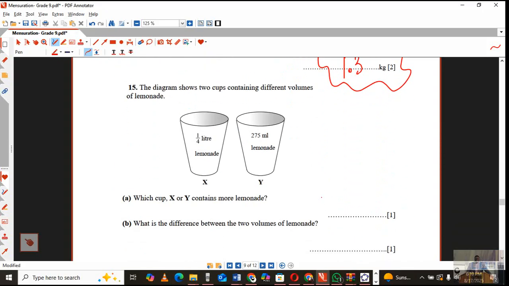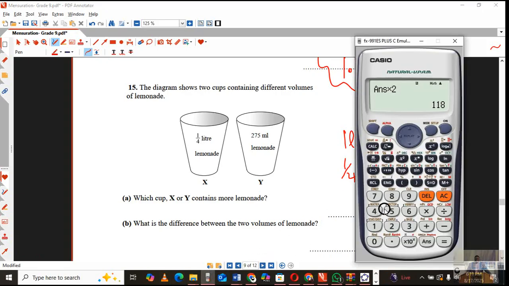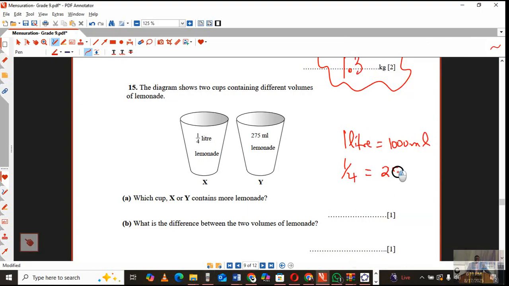Right, when you look at question 15, a quarter of a liter, 1 liter is equal to 1000 milliliters, and 1/4 of that, okay, 1/4 of that, this is 250. Okay, so you have got 1000 divided by 4 is 250. So that's going to be like 250 milliliters. So this is 250 milliliters.